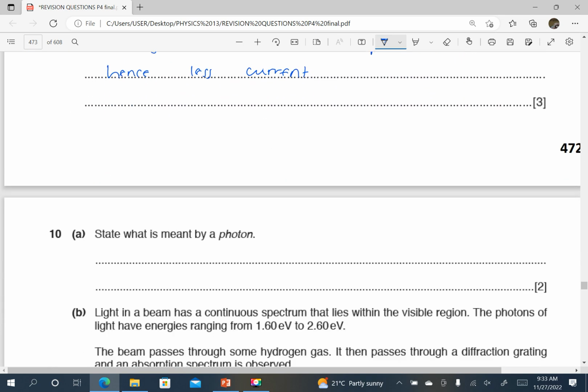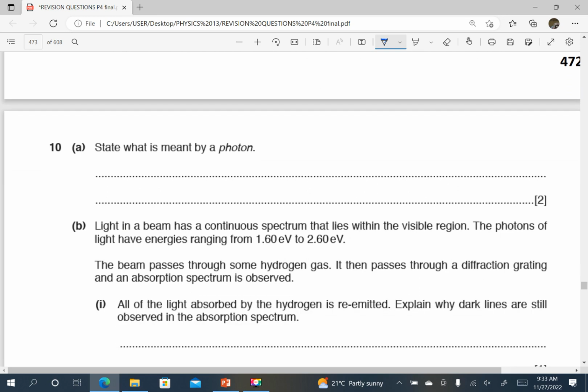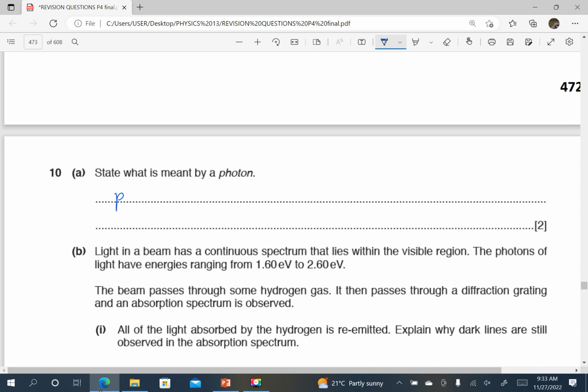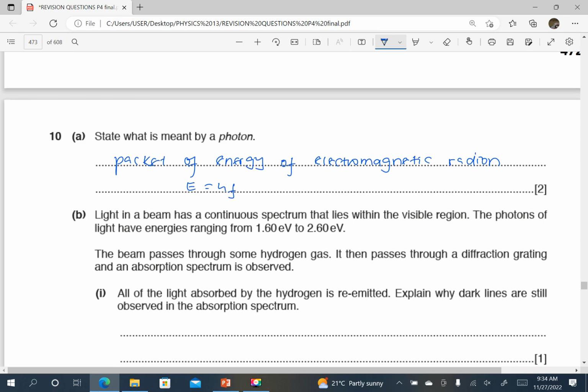Okay. State what is meant by a photon. A photon is a packet of energy of electromagnetic radiation. That is a photon, and the energy is HF.